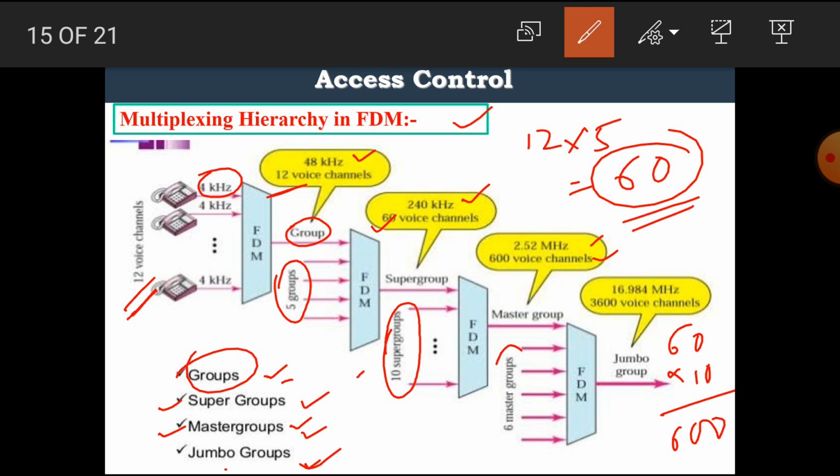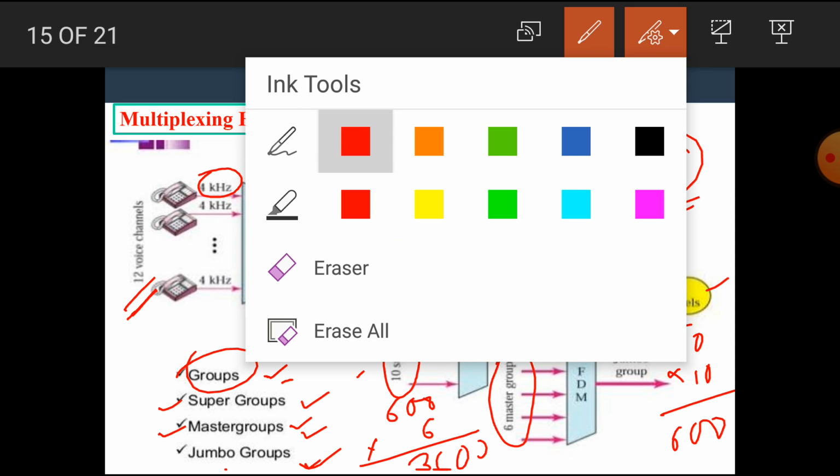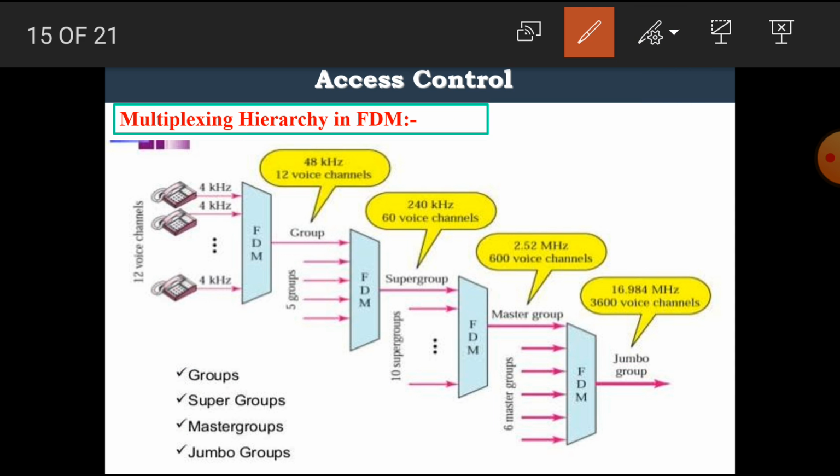The jumbo group is made up of 6 master groups, but each master group contains 600 voice channels. Hence the total channels in the jumbo groups are 3600 voice channels, and the frequency is 16.984 megahertz. I hope you all understand the multiplexing hierarchy in FDM.